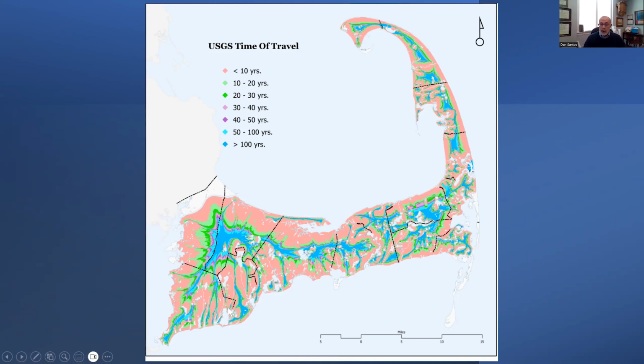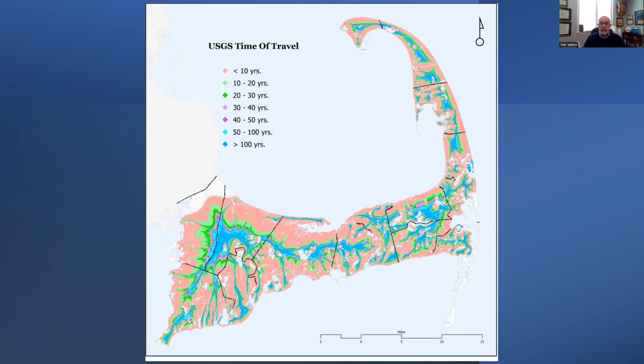But a drop of water that fell, say, in Centerville, would take on the order of 10 or less years to reach the ocean. So groundwater on the Cape moves a little less than 1 foot per day towards the ocean. So that's important information as well.